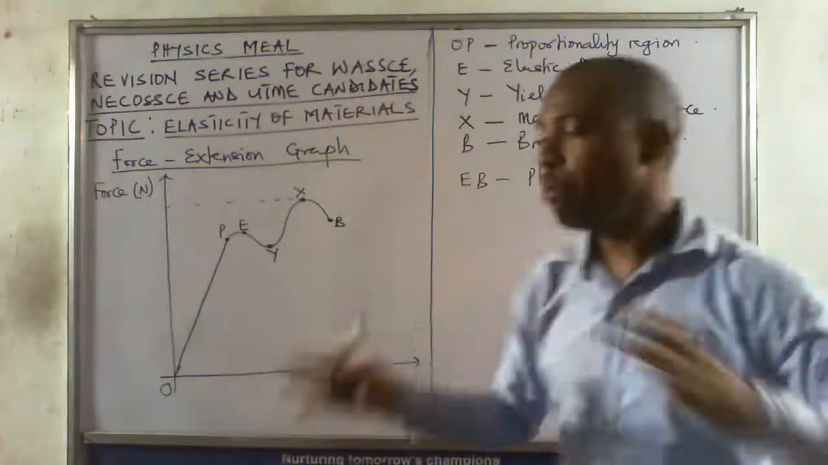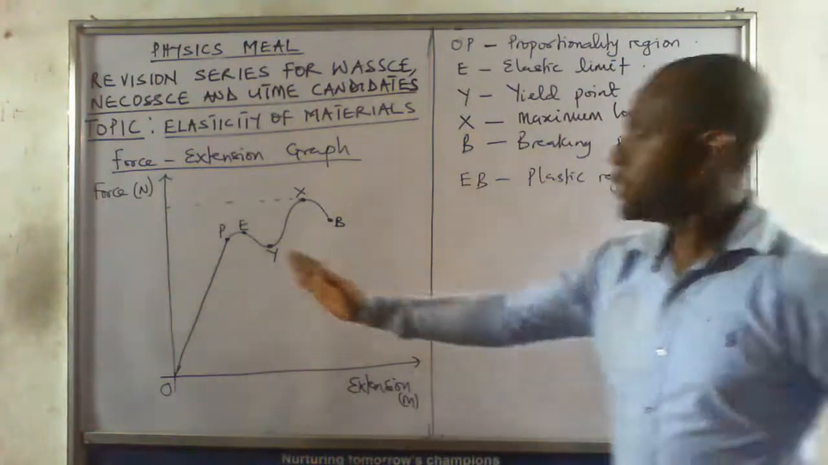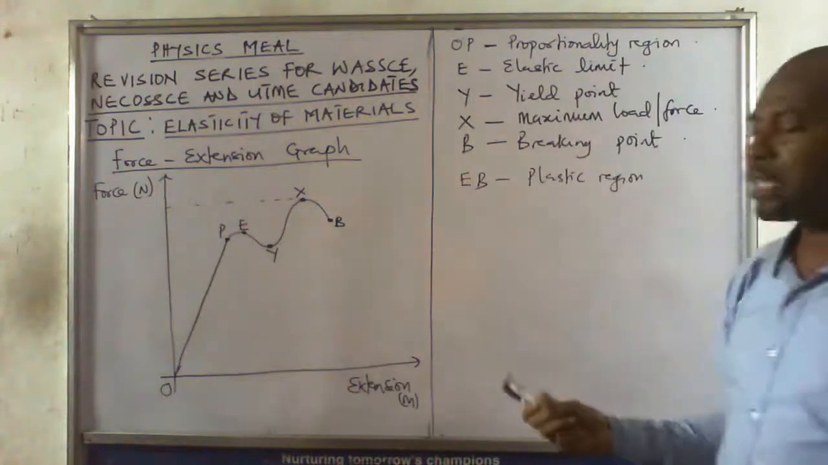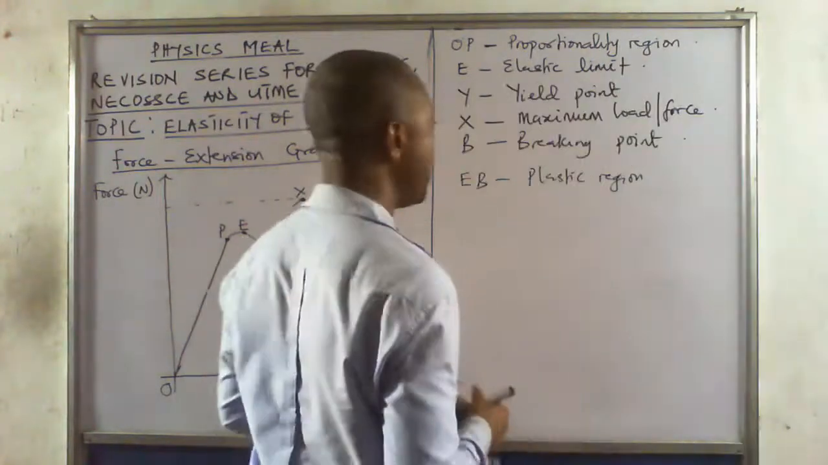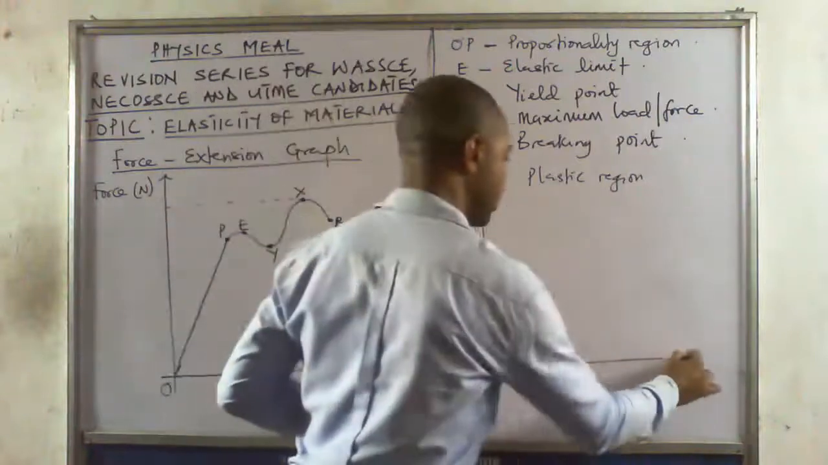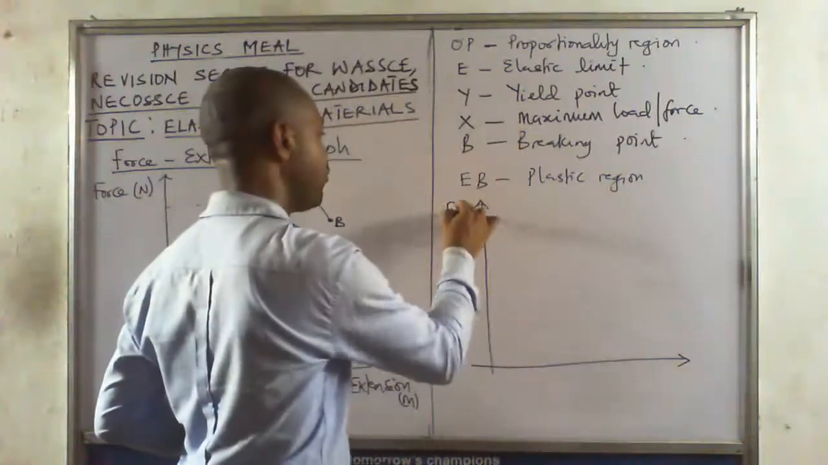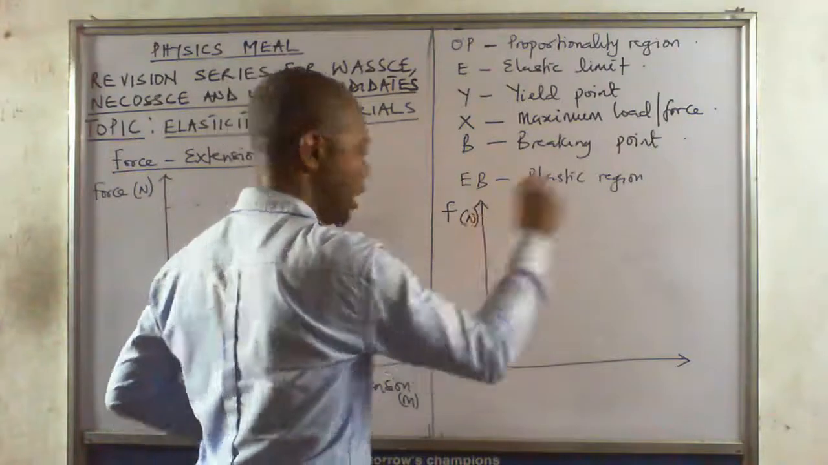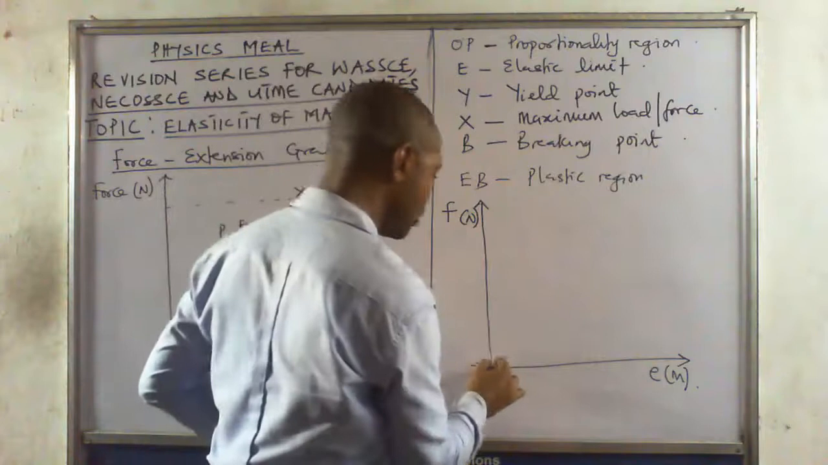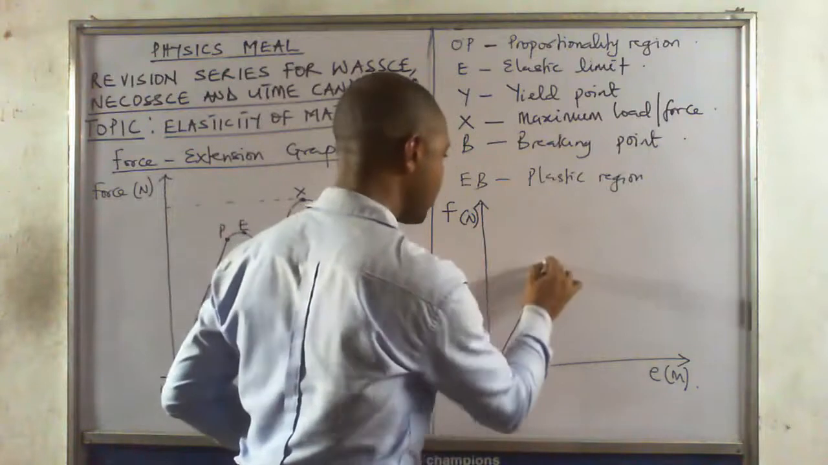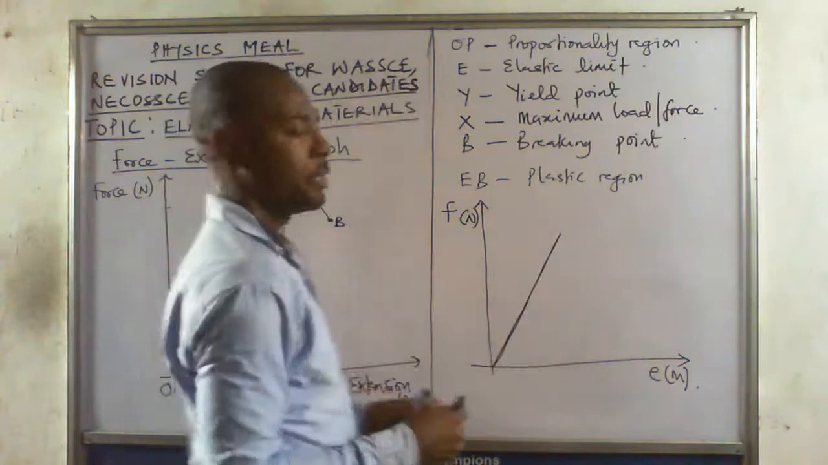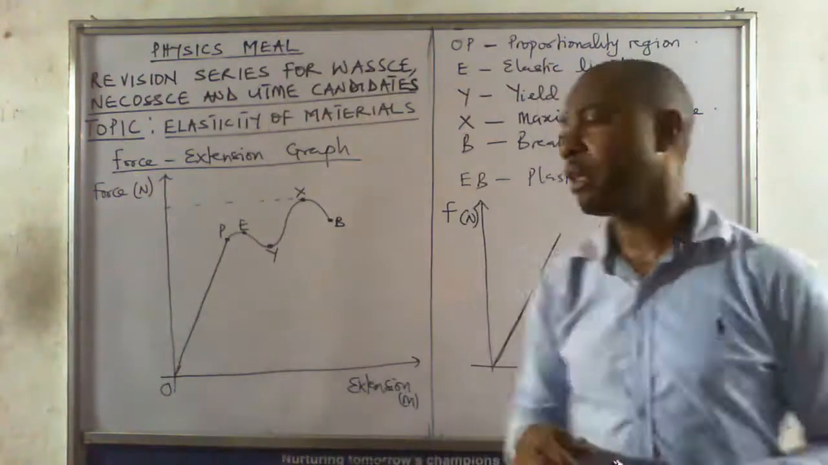Now, I want to move on to talk about the proportionality region. Supposing that Hooke's law is fully obeyed, you will notice that we are going to have a graph like this. Our force is F, in Newton. Let's say our extension is E, in meter. If Hooke's law is obeyed, we are going to have a straight line graph like this.